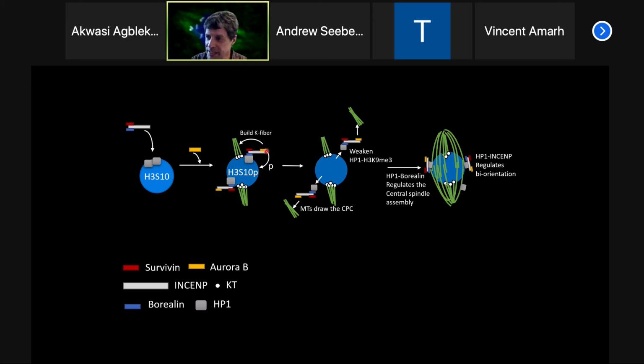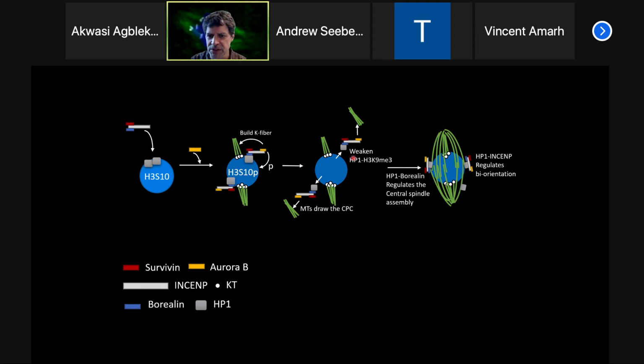Now, Aurora B is the kinase that phosphorylates a lot of stuff. It phosphorylates probably kinesins that help the spindle assemble. It probably phosphorylates CENP-C and other kinetochore proteins so you can build a kinetochore. But it also phosphorylates H3S10 and other chromatin targets.